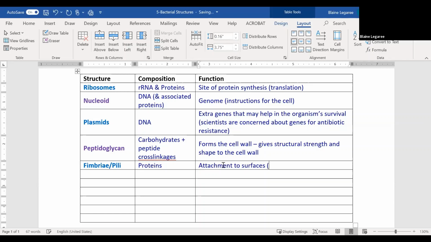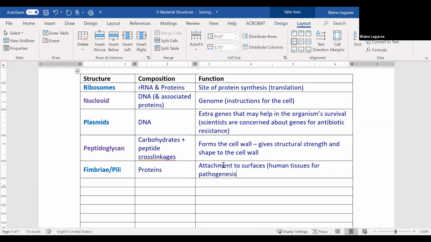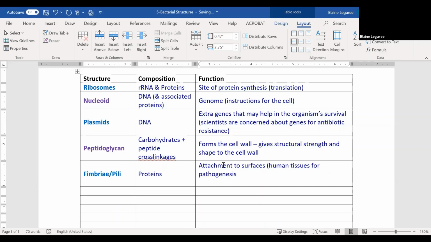For example, I gave you the example of the human bladder, so we'll just say human tissues for pathogenesis. And of course, we also talked about the sex pilus, and that is used for conjugation. Conjugation meaning that whole procedure where they have the DNA exchange using the F plasmid.